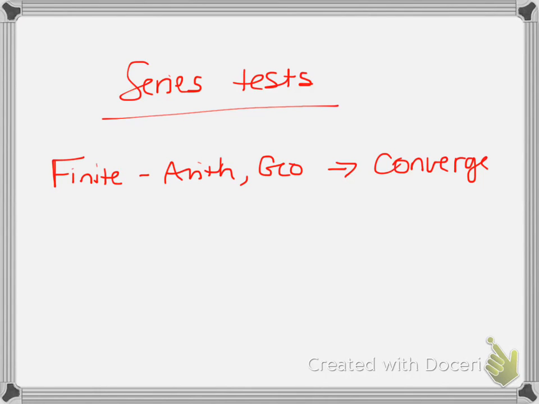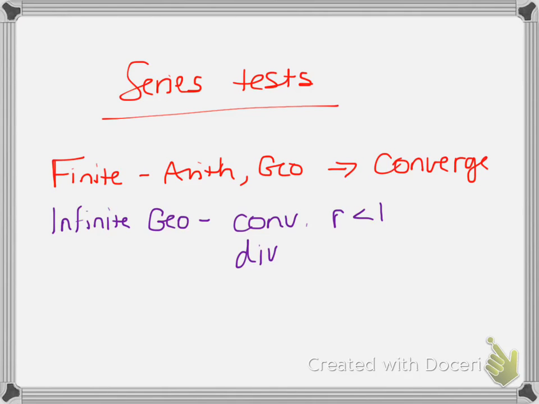Now, the other one that we've talked about that doesn't necessarily converge is the infinite geometric. And what we have found out is that it converges if r is greater than 1. That is wrong. Less than 1. And it diverges if r is greater than 1. We're talking about the absolute value of r, so if there's negatives, you just use the positive value.